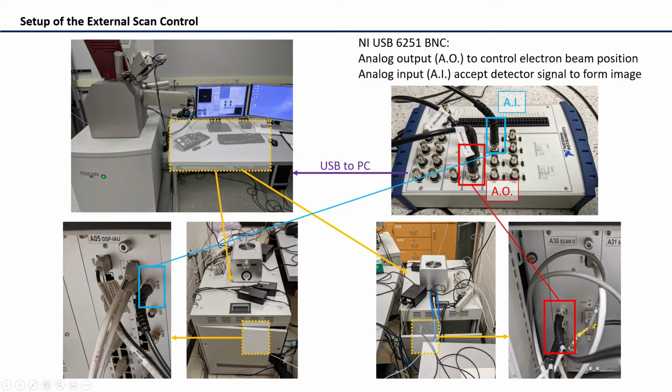We also connect one of these analog input terminals to this signal A terminal on the A05 module on the left side of this electronics cabinet. And during the imaging process, the detector signal will come out of this terminal, and we collect those signals for SEM imaging. The connection between the external scan controller and your lab PC is simply made using this USB cable.